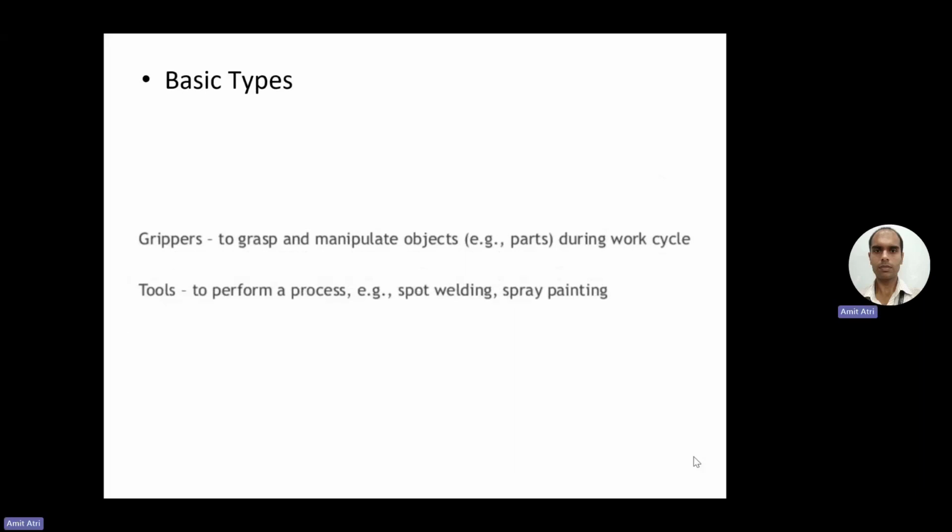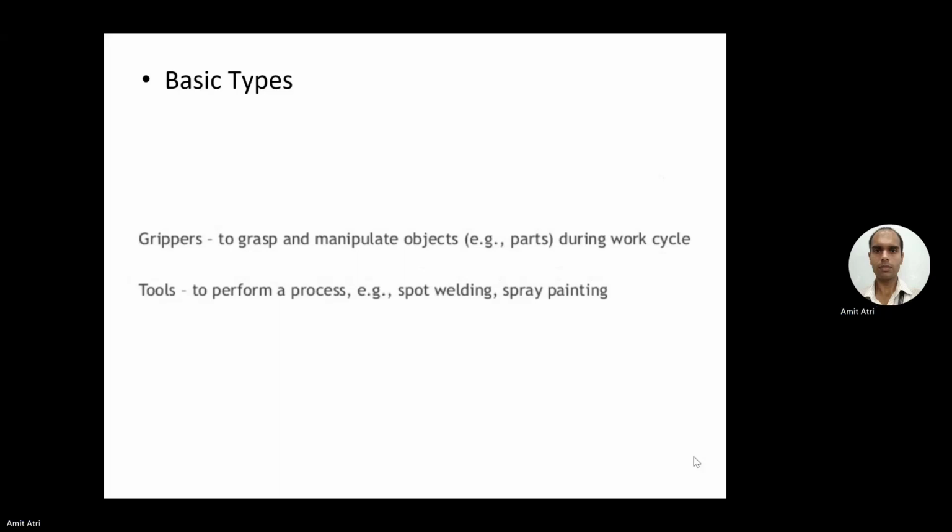Now coming to the basic classification, or the basic types of end effectors, we can divide them into grippers and tools. Grippers are used to grasp and manipulate the object during the operation. And second is a tool, as we discussed in the introduction to the end effector. It could be a tool, it could be like a gripper. A tool performs a specific process. So what does that mean?